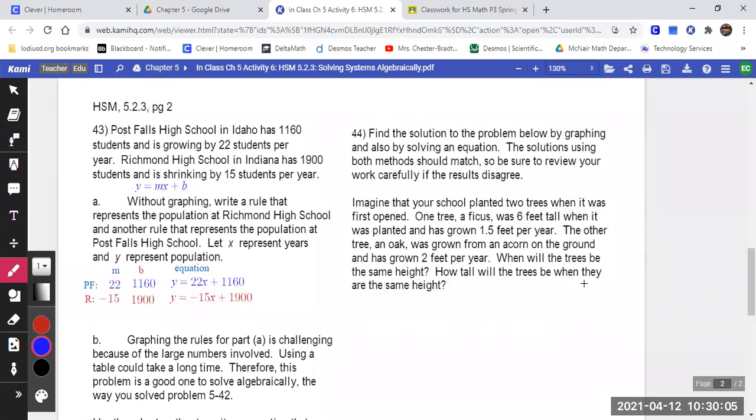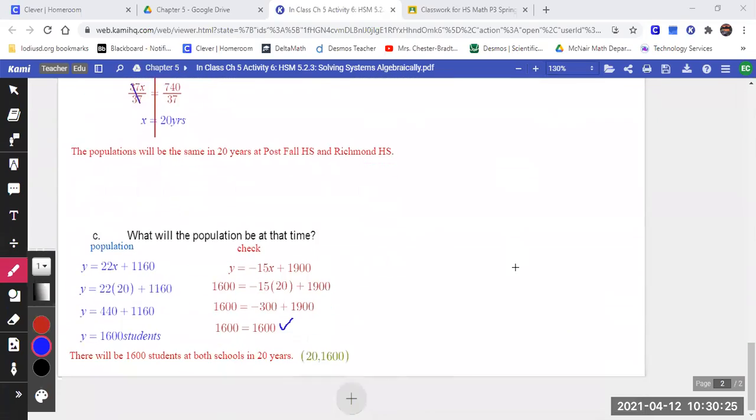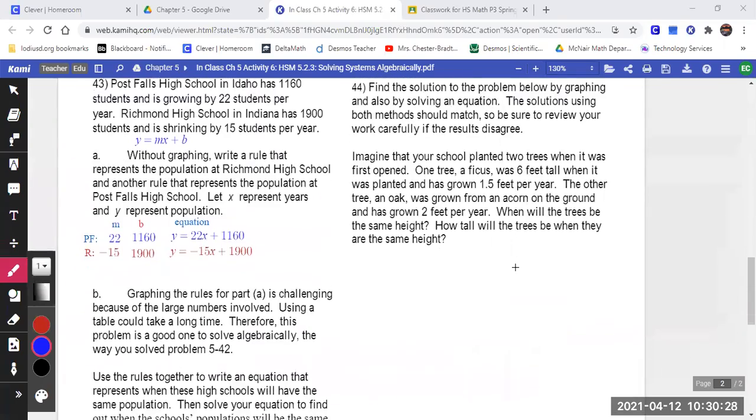Okay, let me see what this says. Find the solution to the problem below by graphing and using the equation. The solution using both methods should match. So be sure to review your work carefully. Okay, guess what we're not going to do? We're going to practice solving our equations.